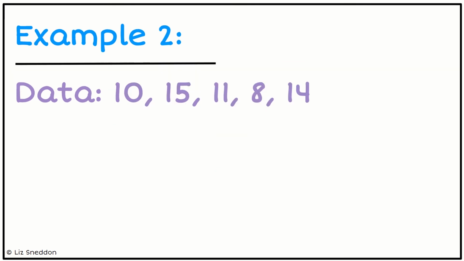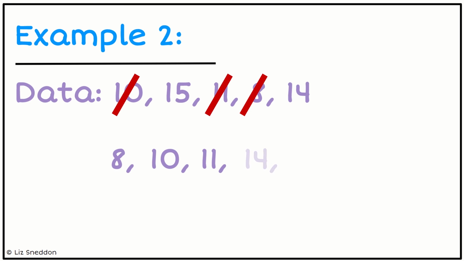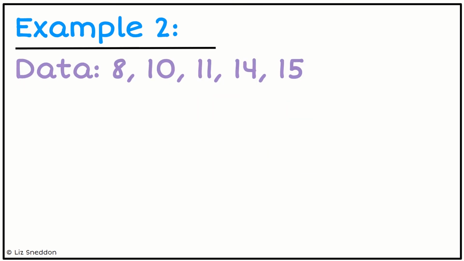Let's have a look at a second example now. So now I've got my data here. Now you'll notice first of all the data is not in order. So that's the first thing we need to do. So 8 is my smallest number, then 10, then 11, then 14, then 15. So that's what I'm doing first. It's just ordering that data from smallest to biggest. Now that it's in order, now I can go and do my calculations.